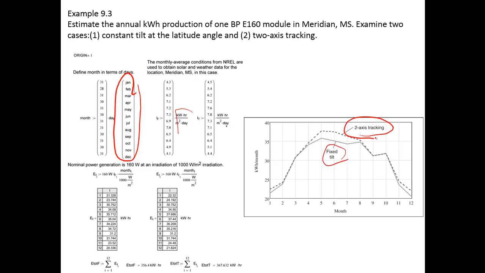So I'm sorry, this is a constant tilt at the latitude angle. I originally said that this is rotated on 1 axis. That's not true. I need to backpedal and say that the problem itself wanted to analyze either the annual kilowatt-hour production at a constant tilt at the latitude angle or a 2-axis rotation. As you can see, especially during the summer months and spring months, you get a lot more solar energy by tracking the sun than you would at a fixed angle.